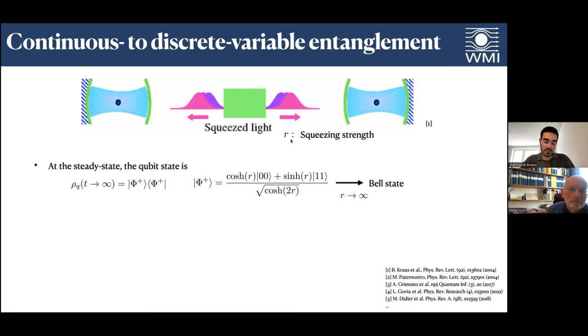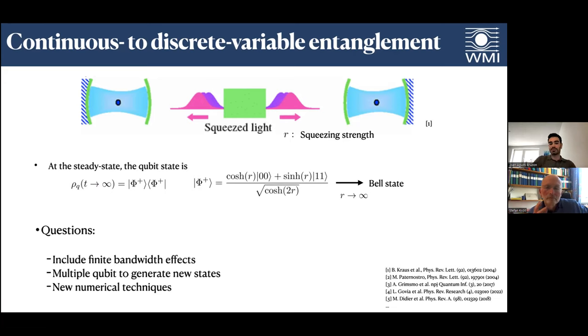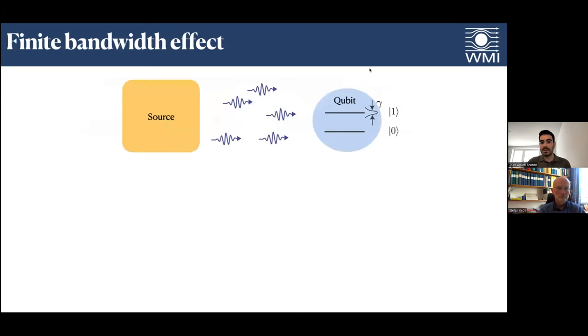And starting from this, we ask a few questions. We want to explore what happens, or how we can include finite bandwidth effects in this source. Can we include multiple qubits and see what sort of states we can generate? And for that, we developed new numerical techniques. So first, let me show you what I mean by this finite bandwidth effect.